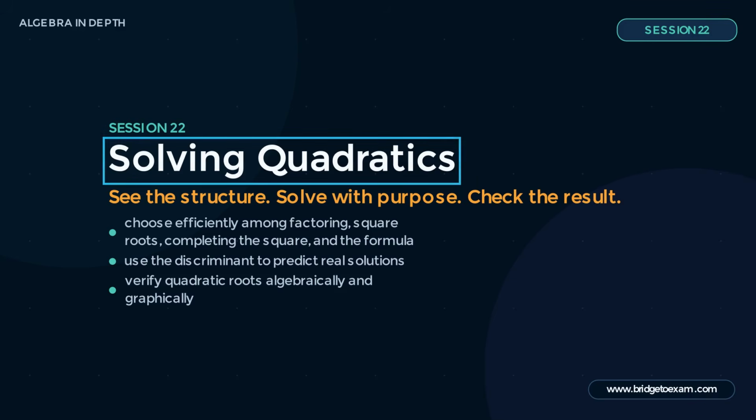Welcome to session 22, Solving Quadratics. Today, you will choose efficiently among factoring, square roots, completing the square, and the formula. Use the discriminant to predict real solutions, and verify quadratic roots algebraically and graphically. Watch the structure, not just the arithmetic, because each move must preserve the meaning of the problem.